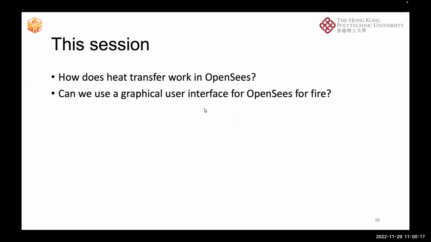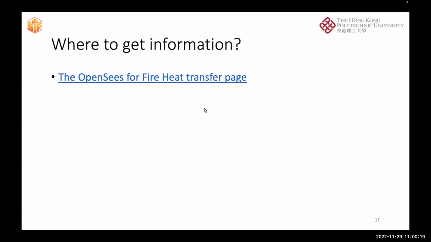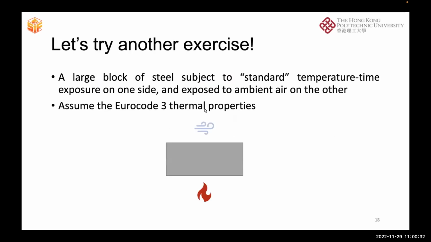Okay, so remember earlier, I said that there are places for you to find your documentation, and for OpenSees for Fire heat transfer, we have a page that you can look at that contains some useful information on how we do it. And again, jump right into a problem. And this is a very, very, very simple contrived problem that you'll probably not do for research. But if you can do a simple problem like this, you can move on and do a little bit more complicated stuff.